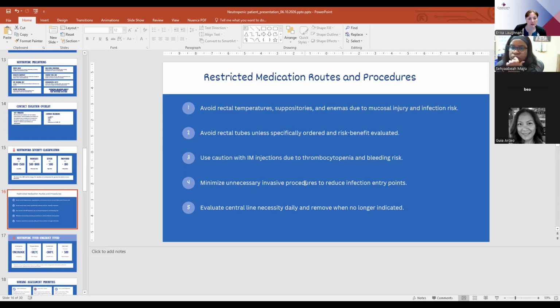I have two more points. So one point is this slide talking about limiting IM injections, right? We want to make sure we talk about how we're not going to give this patient vaccinations unless cleared by a provider, and obviously like a dead virus. No vaccinations.